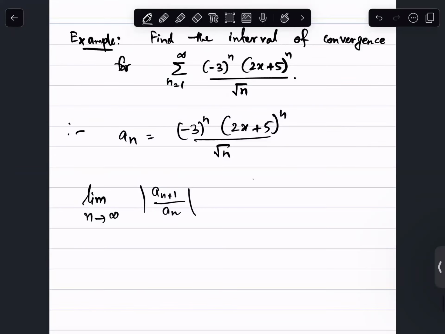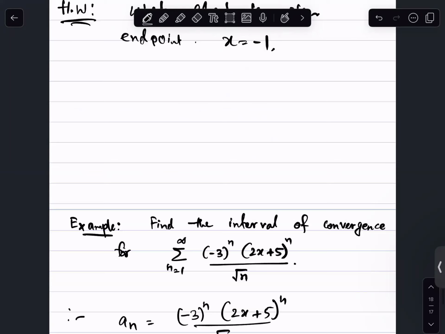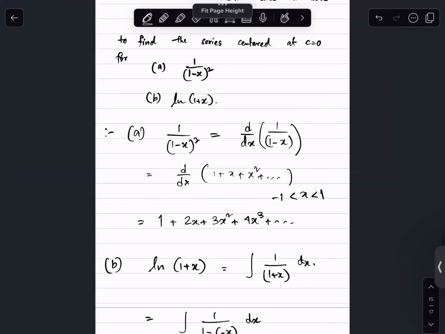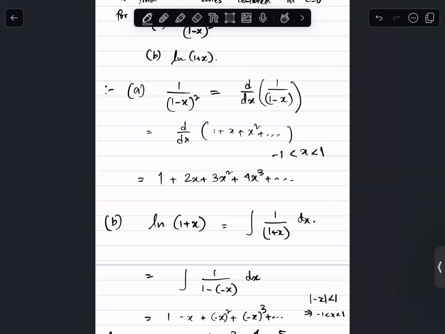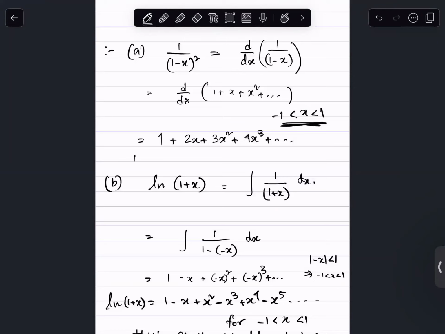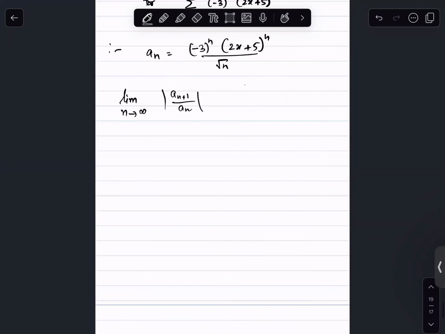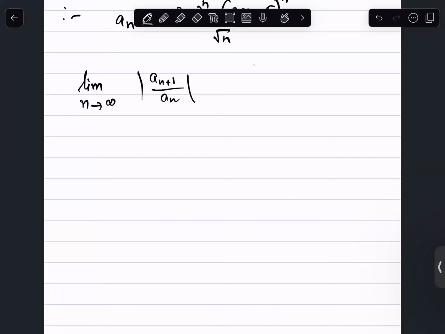Okay, so let me mention it again. For these two examples, A and B, where I have just evaluated this primary interval for the convergence, what you should do is also check at the endpoints, 1 and minus 1. Okay, let me come back to the example.